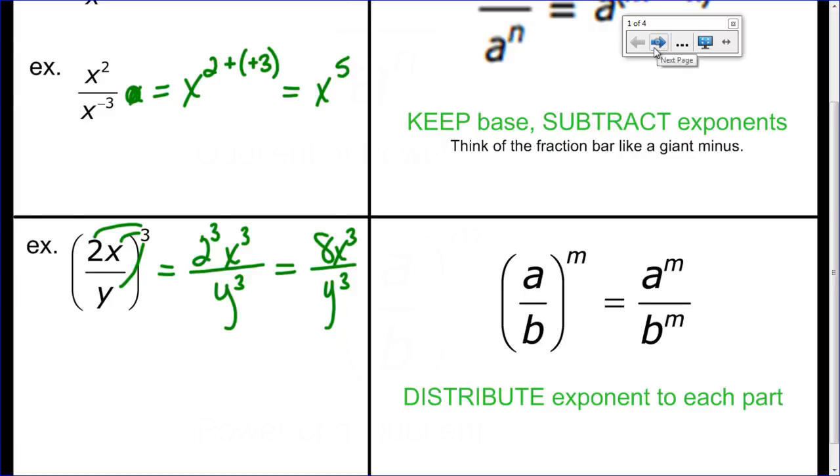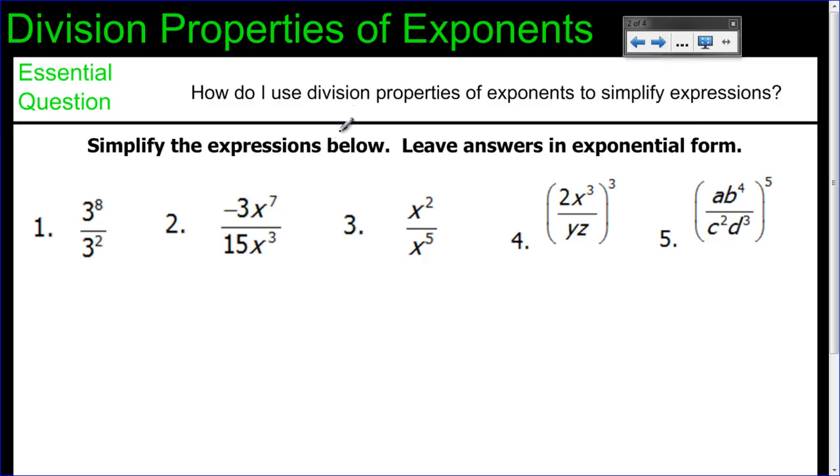Let's do a few more practice problems just to make sure we have this down. You're going to find that we are going to combine rules. You're going to have some multiplication properties in here, and you're going to see your division properties. It's all going to start to gel together. So number 1 here, they have the same base. The base is a 3. I will subtract my exponents. 8 minus 2 is 6.